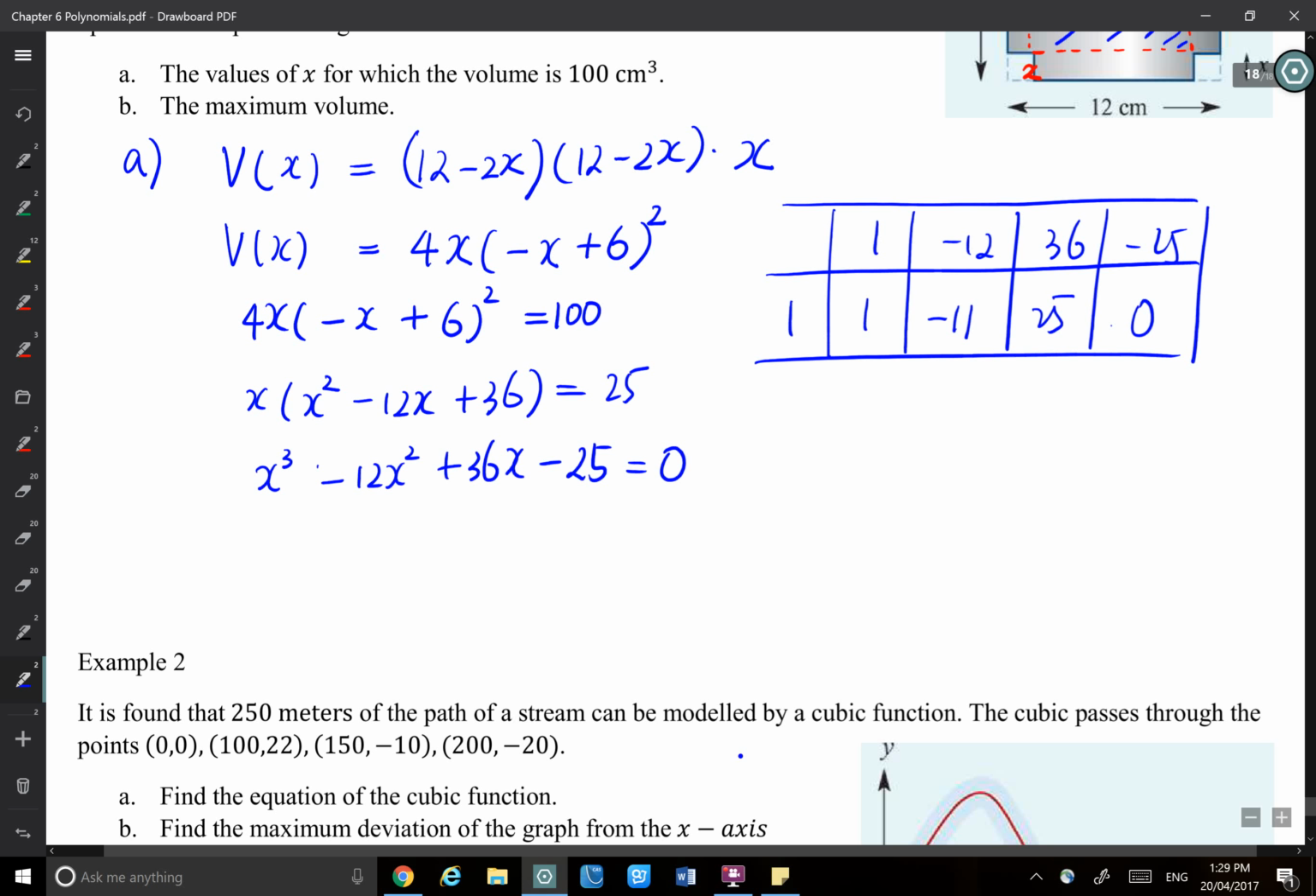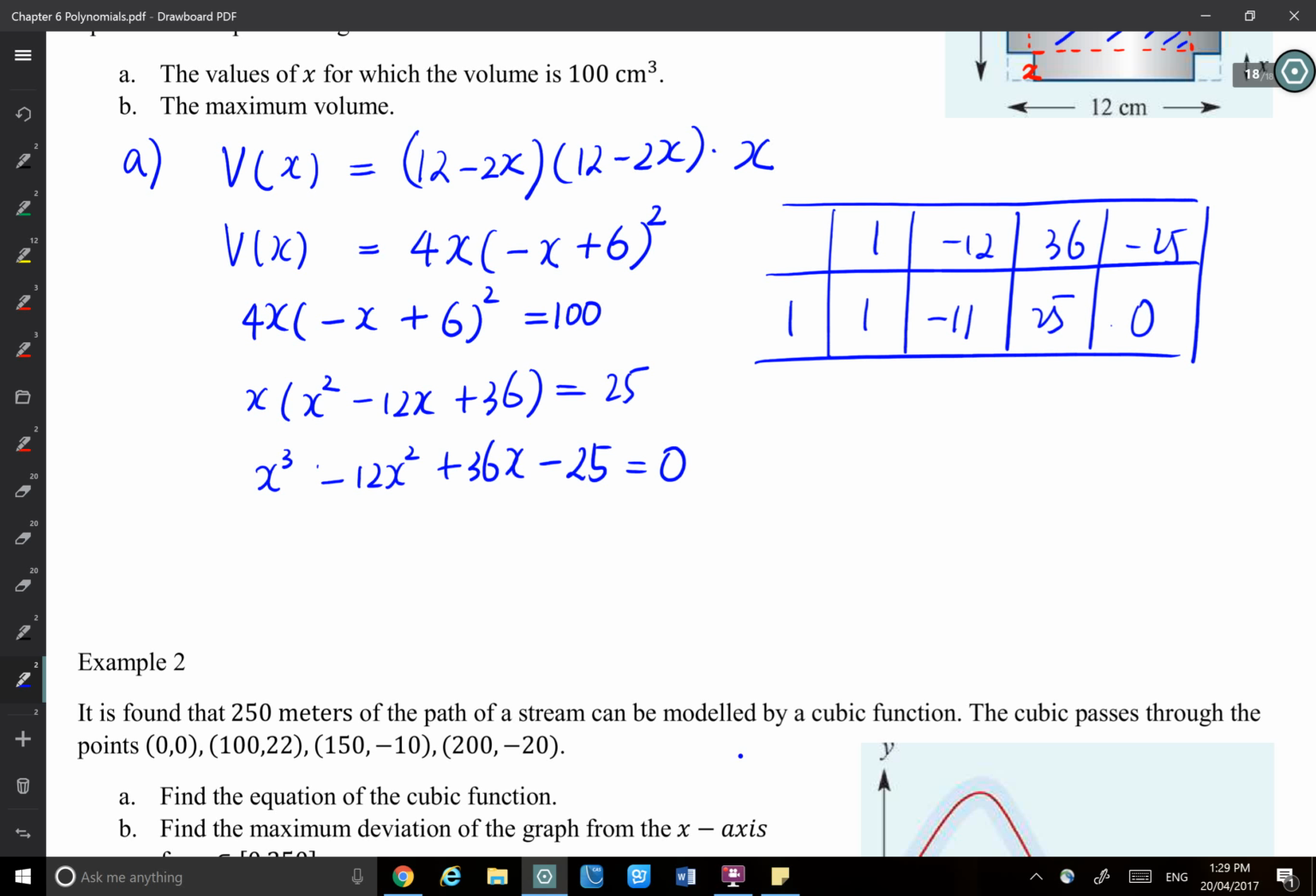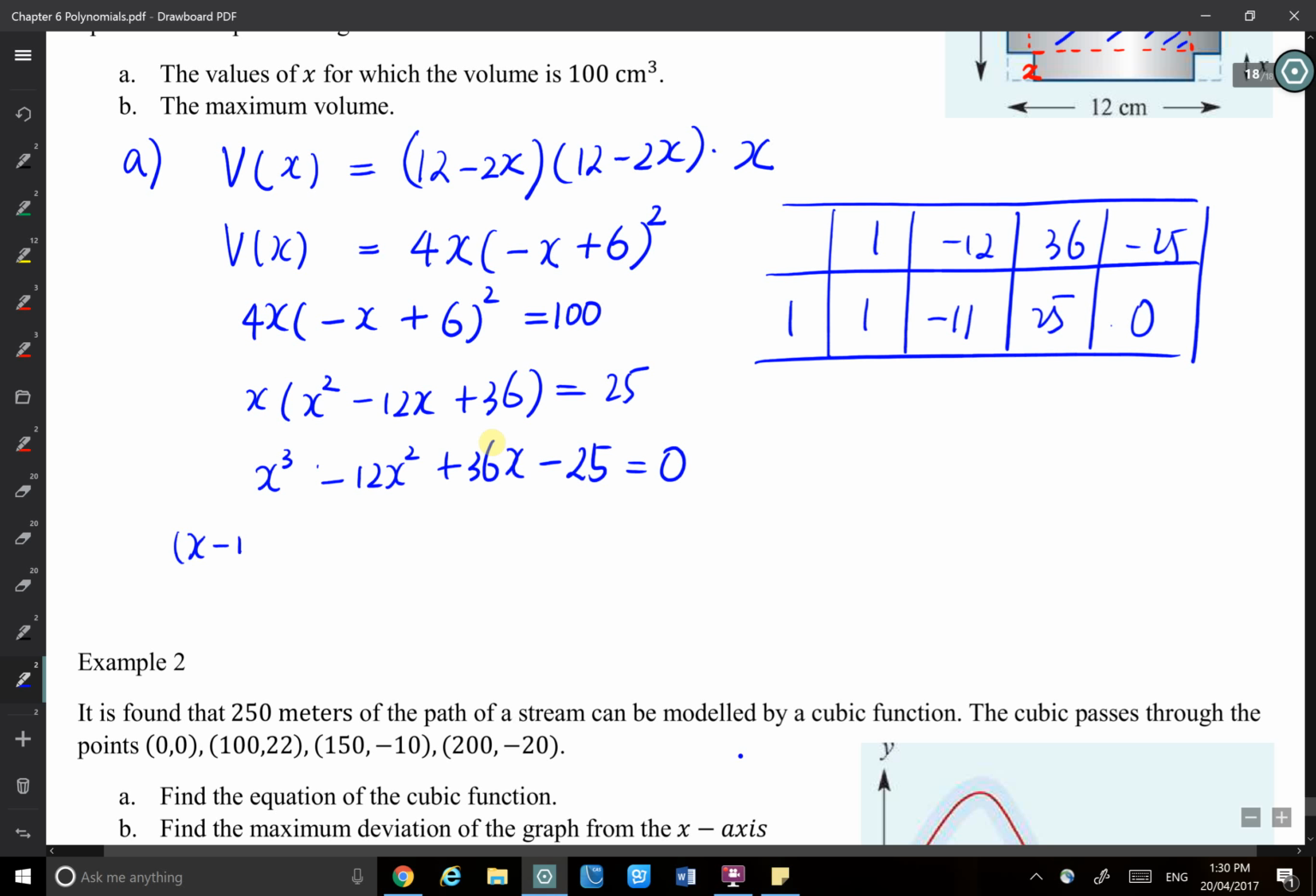Great! Are you guessing or have you done that before? Yeah. If you put 1, you have the coefficients 1, 12, 36, and 25, and those numbers are very likely to make 0. So 1 is always a number to start with. So you will have (x minus 1) times (x squared minus 11x plus 25) equals 0.